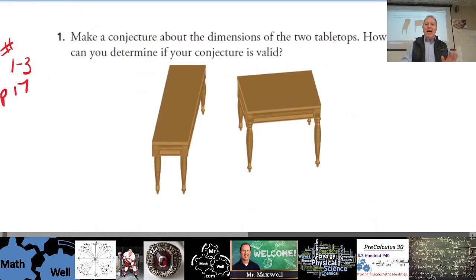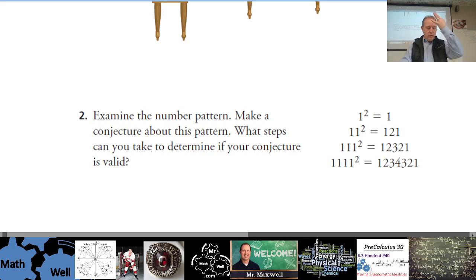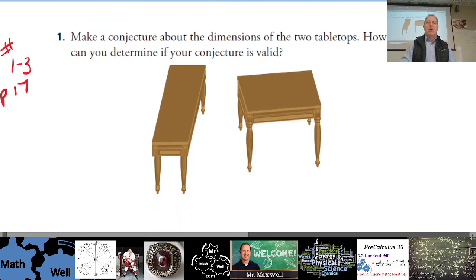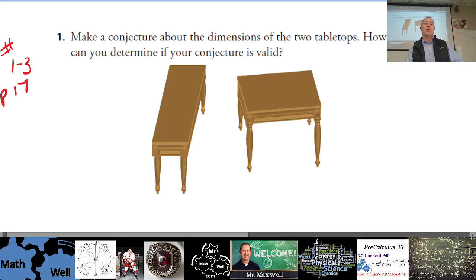Okay, now, I am not going to go through all of this with you. There's three questions that I want you to do, 1 to 3 for number 1.2. What I want you to do is make a conjecture before you do any measuring or any standardized checking of validity. Make a guess as to what you think is going to be the same or different about these tables. So what conjecture can you make about the dimensions of the two tabletops? The length, width, even the height if you want. How can you determine if your conjecture is valid?